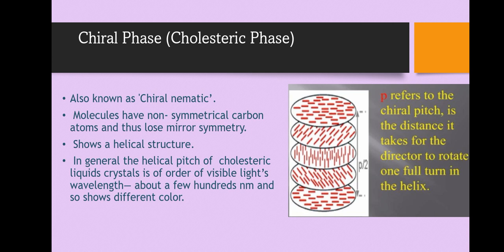In this figure we can see that there are different phases, and this P is referred to as the chiral pitch, that is, the distance it takes for the director to rotate one full turn of a helix. It is a helical structure.